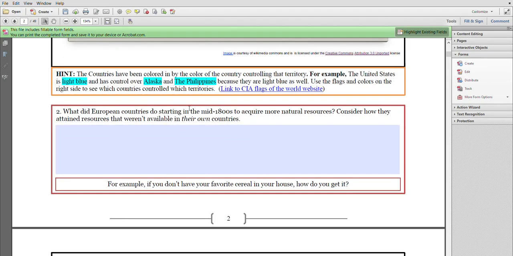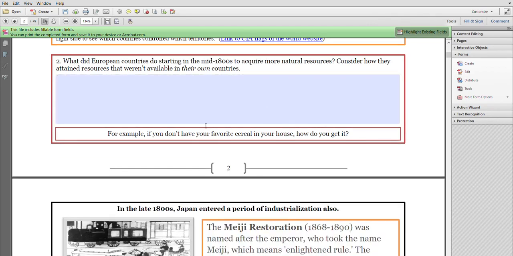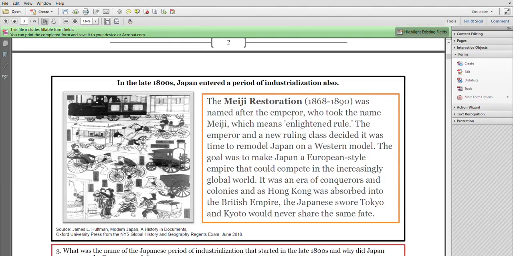And continue down. Question 2 says, what did European countries do starting in the mid-1800s to acquire more natural resources? Consider how they attained resources that weren't available in their own countries. What did they have to do if they didn't have coal in their own country, for example? And the example down here gives you a real-world scenario as to how you might get cereal if you run out in your house.